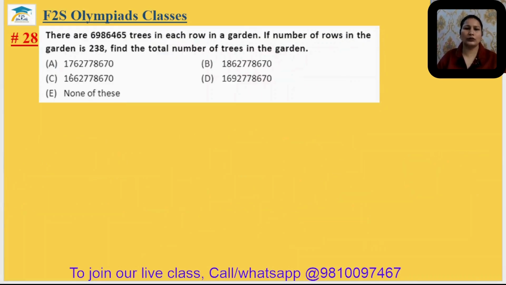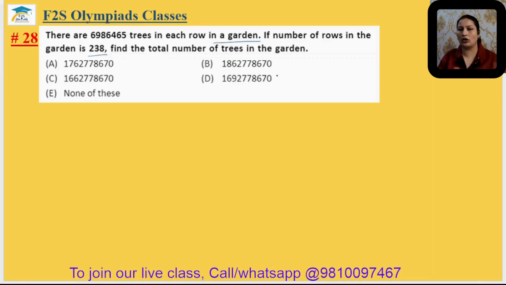Come to question number 28. There are these trees in each row in a garden. If number of rows in the garden is this, find the total number of trees in the garden. So to find the total number of trees, in one row the number of flowers is 6986465 and total number of rows is 238.